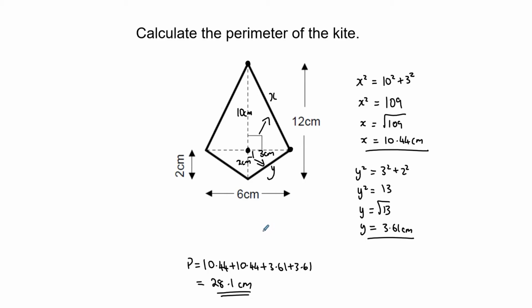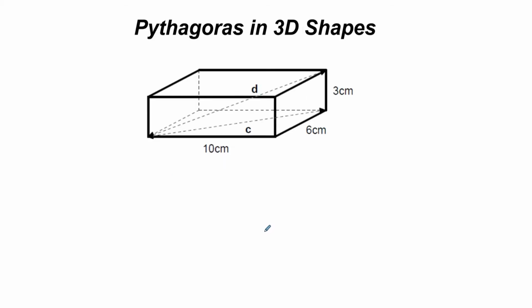Okay, let's try another question. So here, we've got our final example that we're going to look at just now. Pythagoras in 3D shapes, and we've got 2 missing dimensions we want to calculate here. Now this can be quite hard to visualize. We've actually got 2 triangles here.